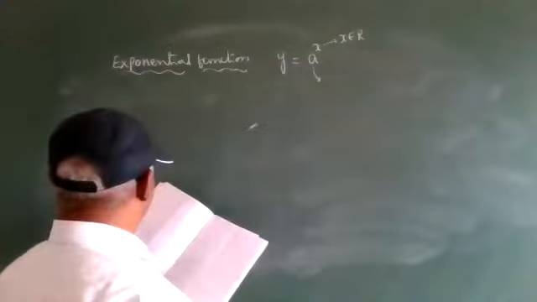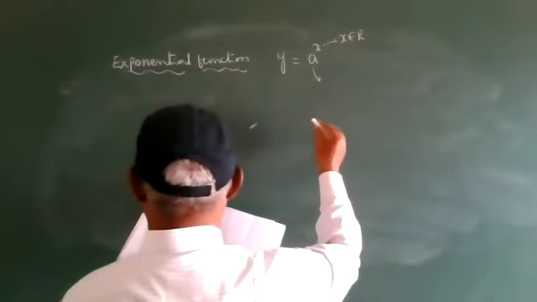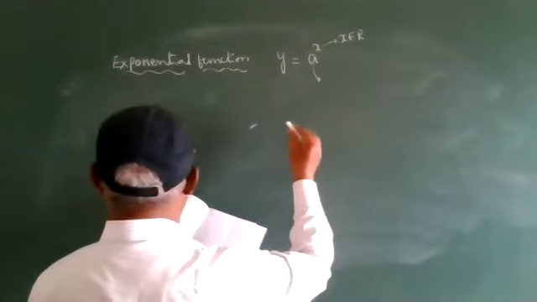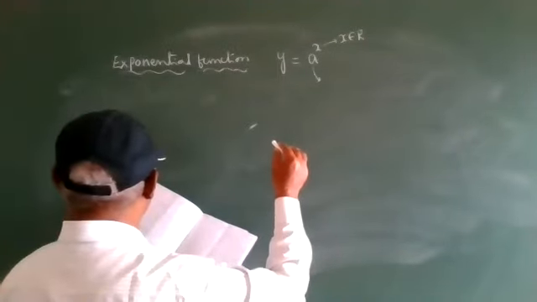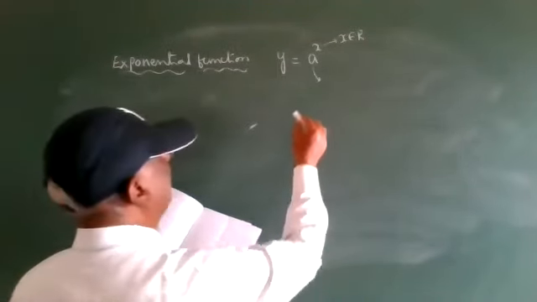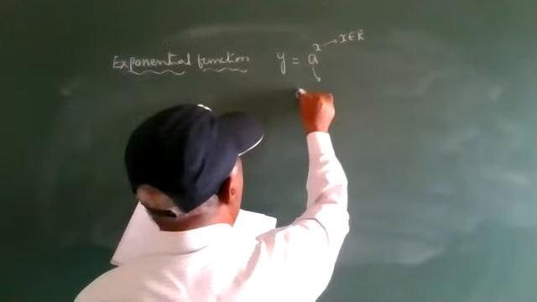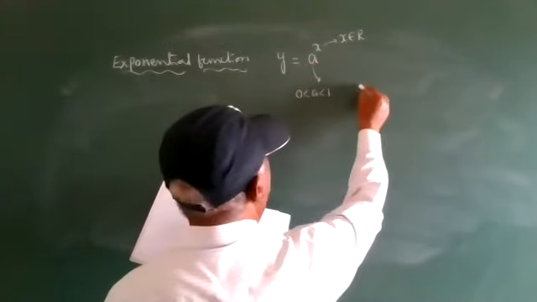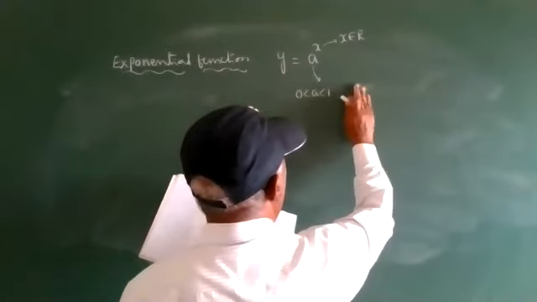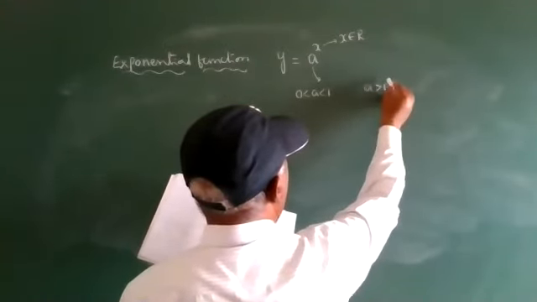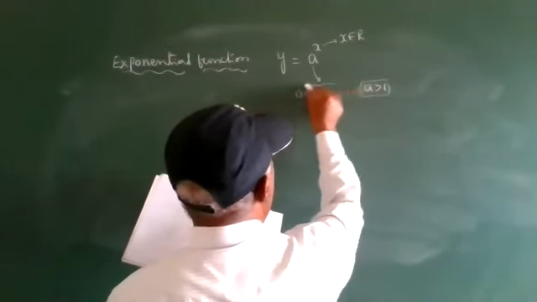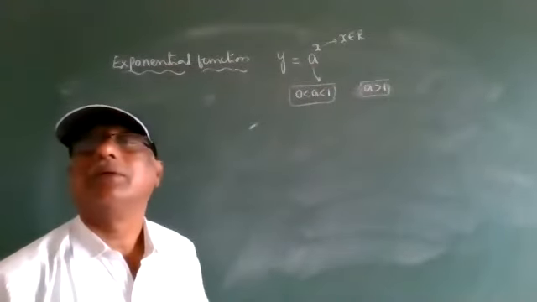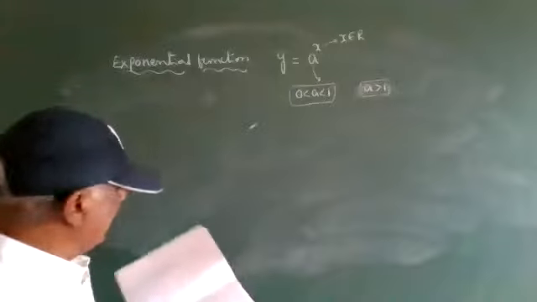What is the base? The base must be taken with two conditions. What are the two conditions? a is greater than 1, and the other condition for the base is 0 less than a less than 1. The base is never negative. Two conditions will be taken about the base, but not for x. We are taking the base only.